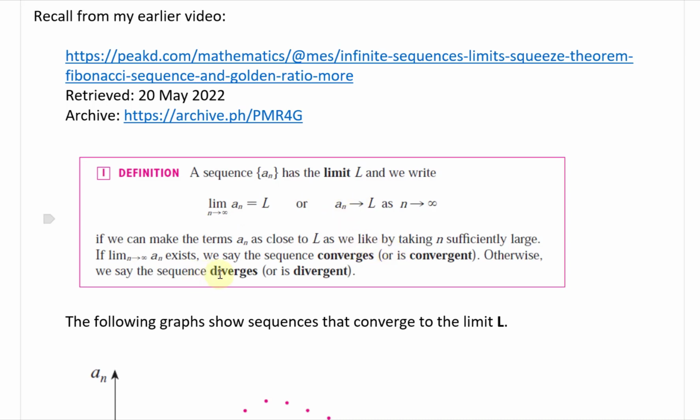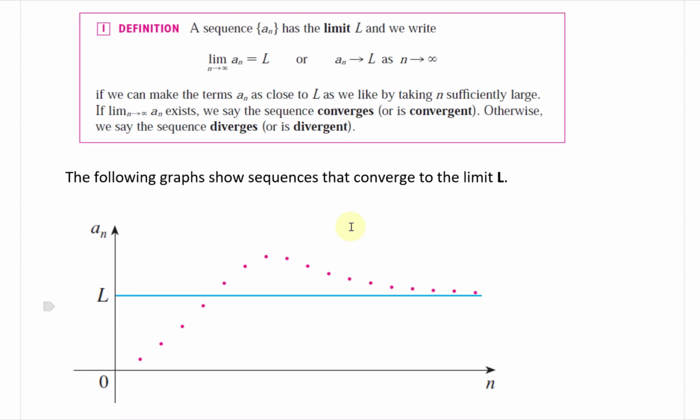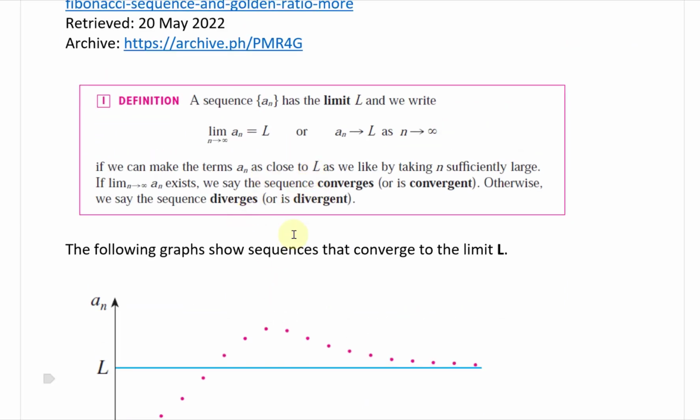Otherwise, we say that the sequence diverges or is divergent if it goes to infinity, or even alternates between positive and negative. You have a number that's not approaching 0. So if it goes -1, +1, -1, +1, again, that's divergent, but it's not going to infinity.